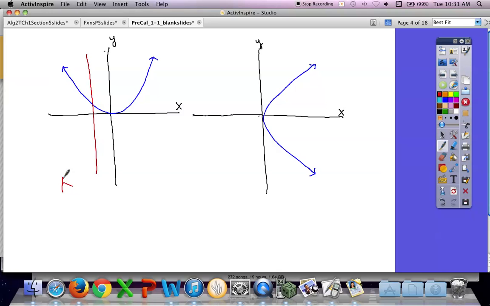That is a function. Okay, what about the parabola on the right? You could imagine drawing a vertical line and intersecting at more than 1 point, anywhere greater than x equals 0. So because it intersects at 2 places, right, not a function.